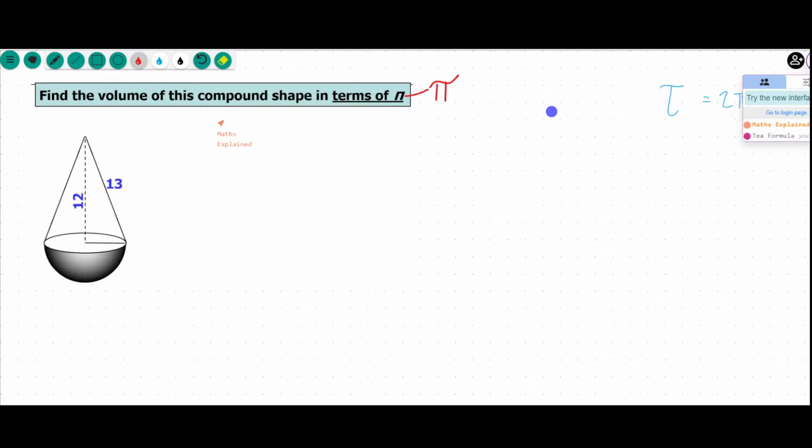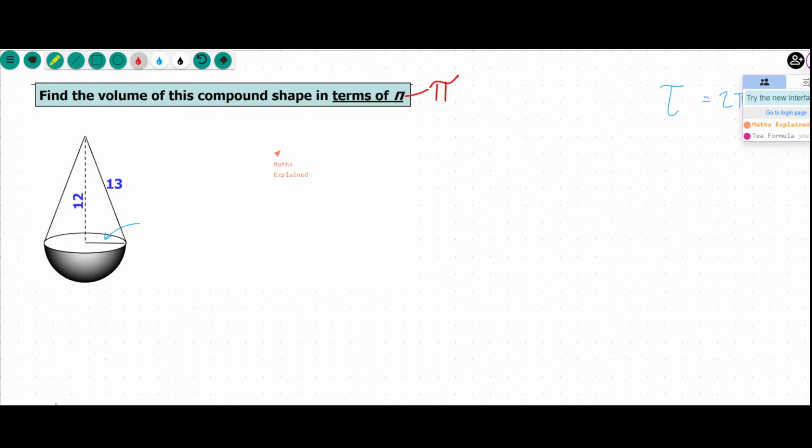Okay. Find the volume of this compound shape in terms of pi. All right. Well, we have almost all the dimensions we need, except the radius of the hemisphere, which we can find. And actually, this is a nice Pythagorean triple, right? 12, 13. Wasn't it 7? No, not 7. 5. Yeah, 5, 12, 13 is a Pythagorean triple.